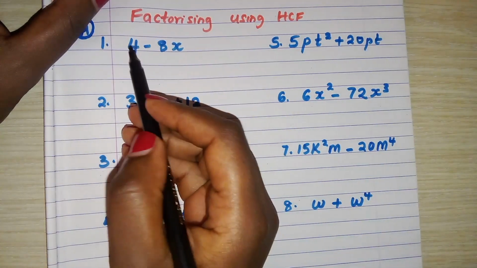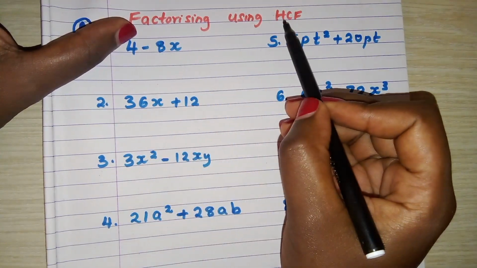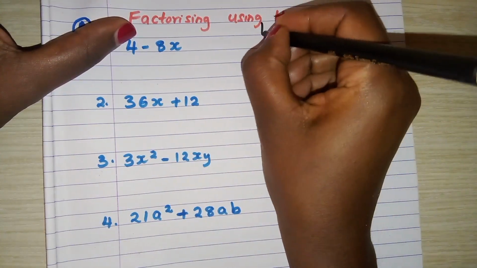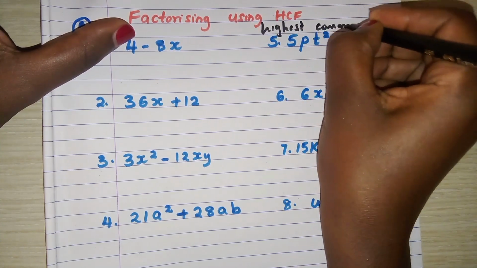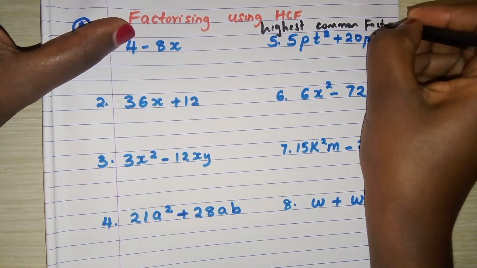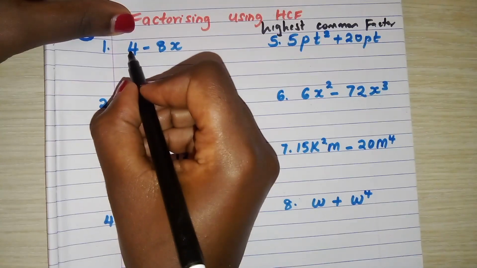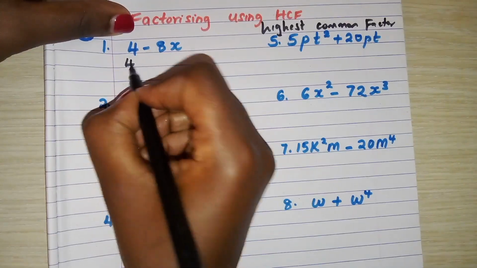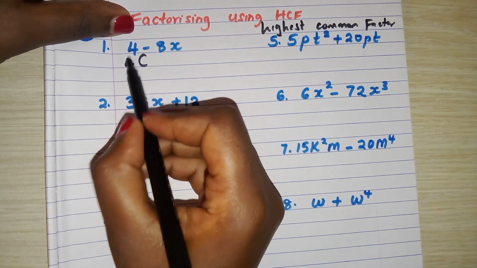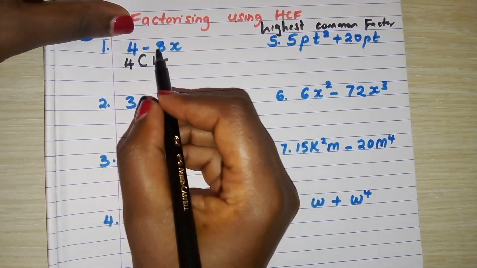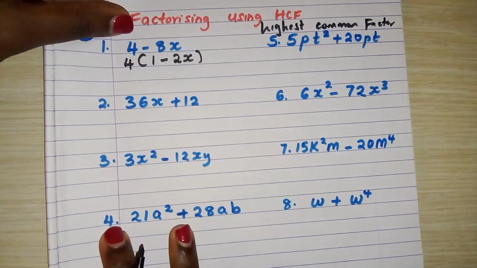The first set we have two terms only, so we need to factorize these two terms. Using HCF, H stands for highest, and then C common factor. We have a video on HCF. So what's the highest common factor for 4 and 8? It's 4. And then you divide each term by the factor. So 4 divided by 4 is 1, minus 8 divided by 4 is 2, and the x will remain there.